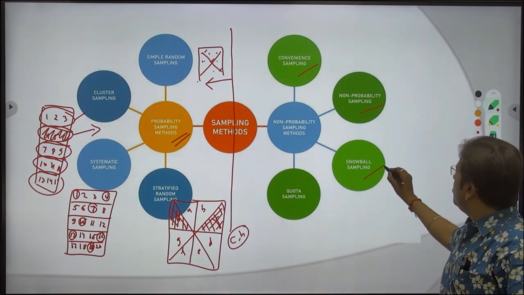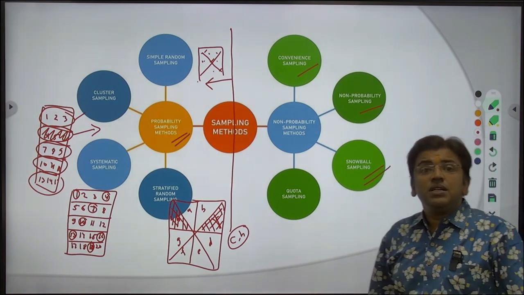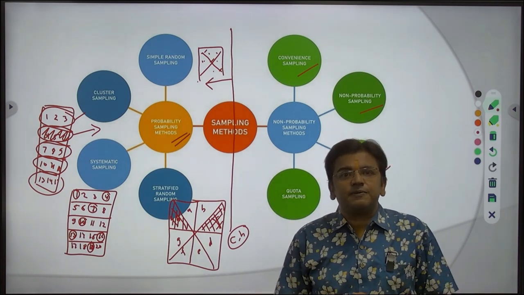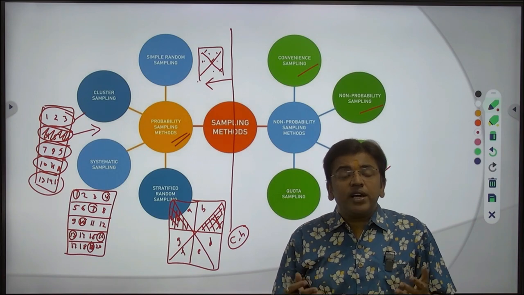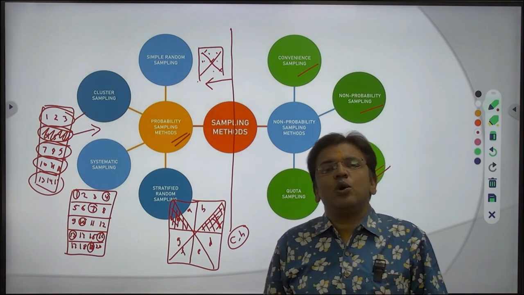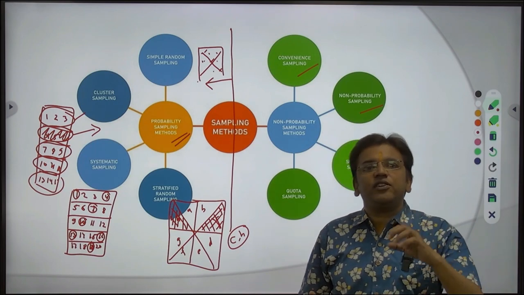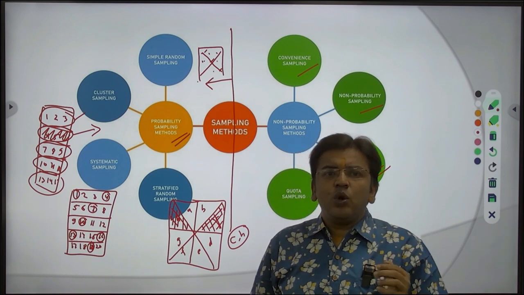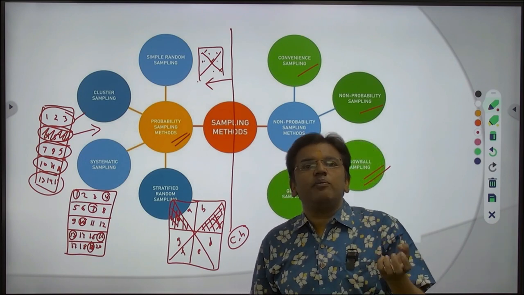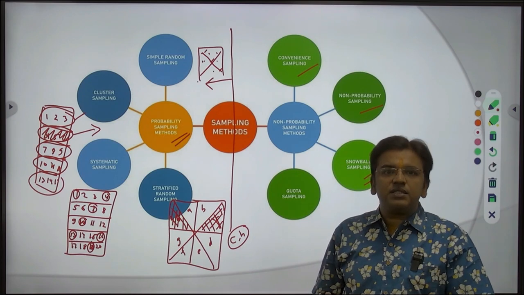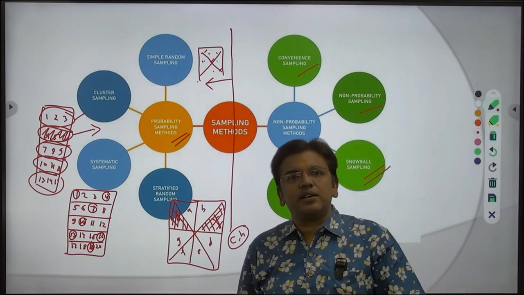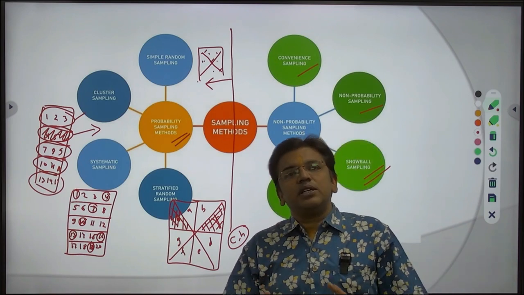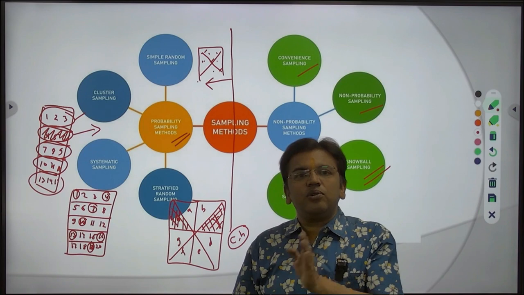Then there is snowball sampling. Sometimes a researcher doesn't know what his sample size will be, or from where he is going to get the sample. Very little is known in that area of the study. When the epidemic started, COVID-19, very few people knew the reasons why COVID was spreading so far, or what the symptoms were. But as time goes on, people become more and more aware.